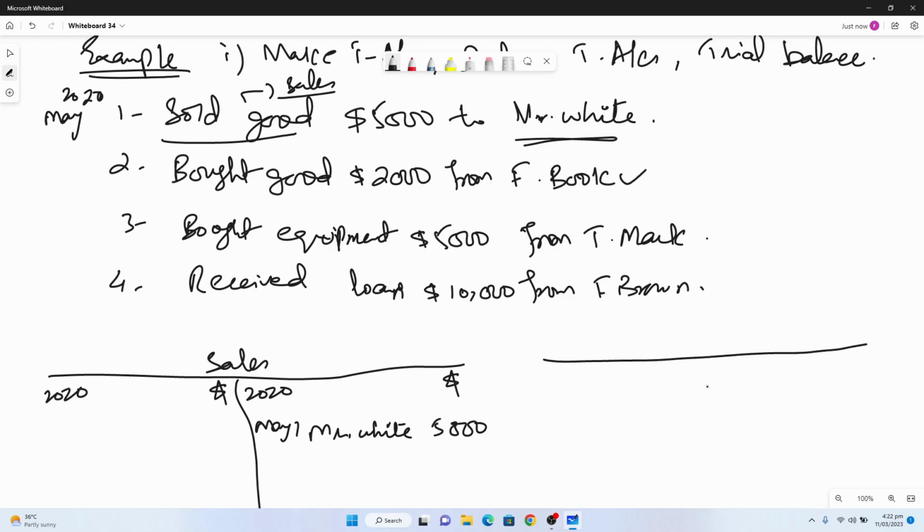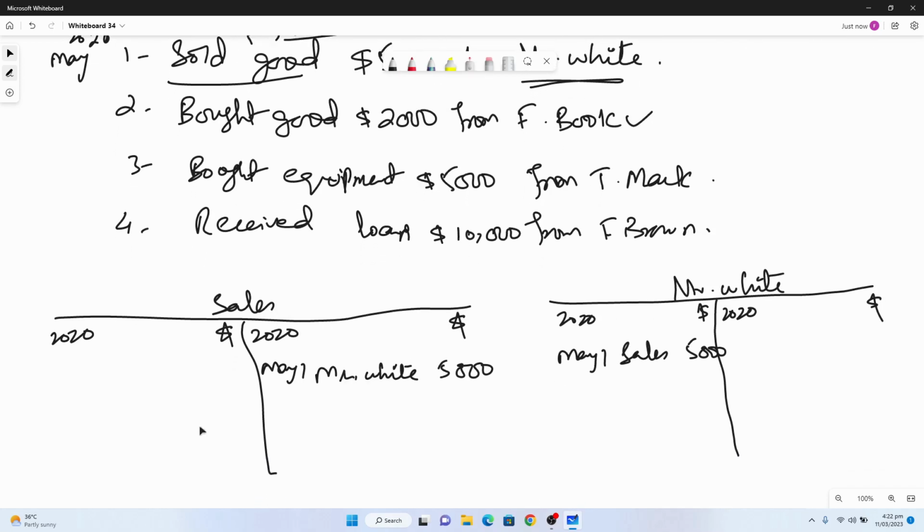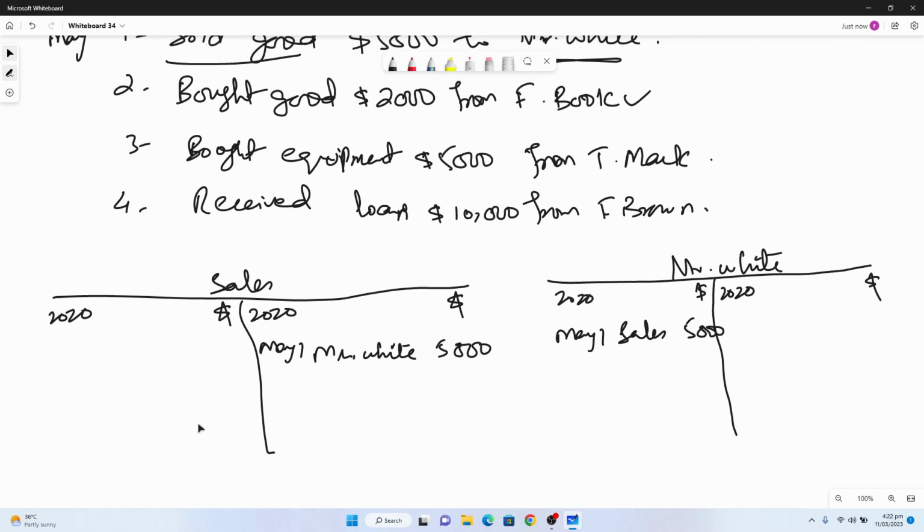Now I'll make the T account of Mr. White over here, and I'll go for this Mr. White 2020. We need to put the years, we need to put the dollar signs. If it is credit in the sales T account, then it will be debit in the Mr. White T account with the name of sales. We write the opposite T account name just to clarify for the accountant. Whenever the accountant is looking at your question, they will observe why this account is being debited or why this account is being credited.